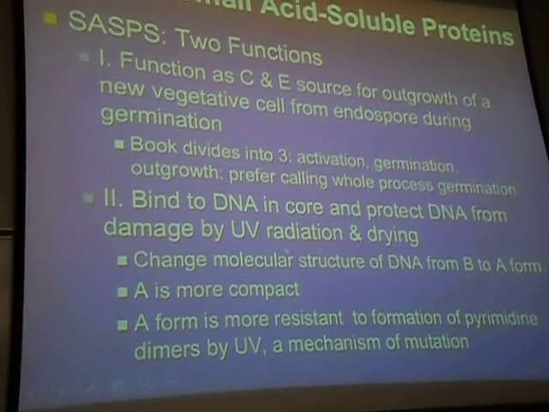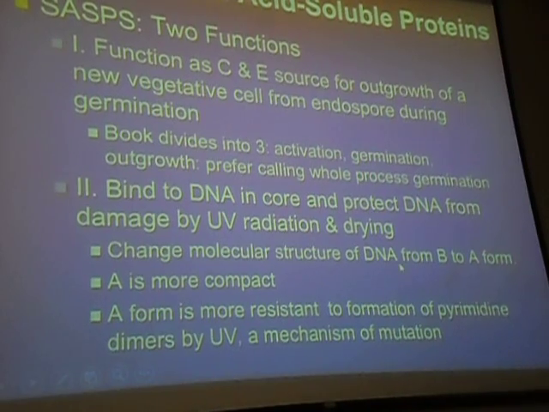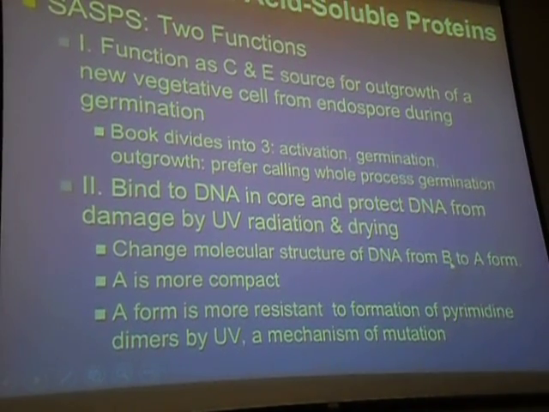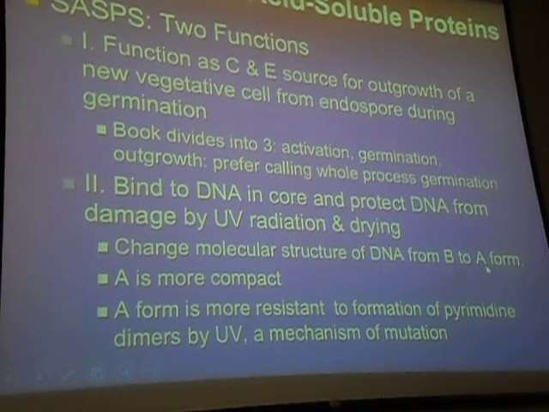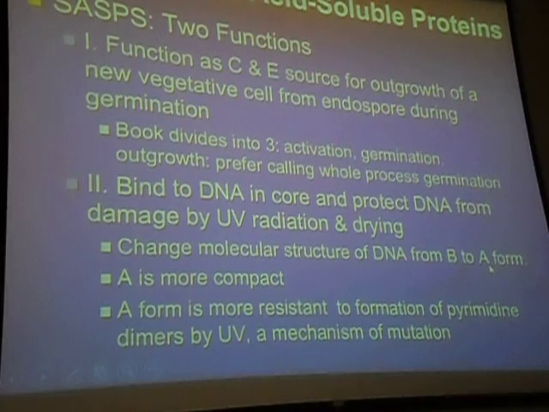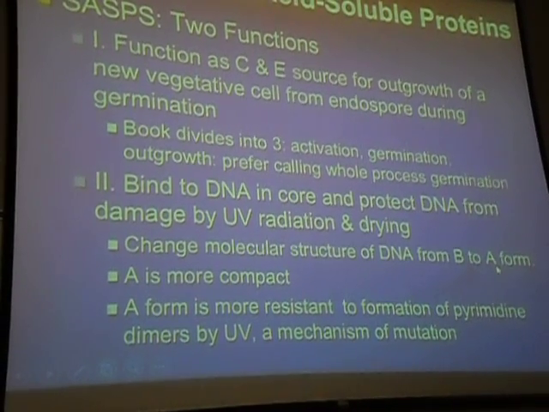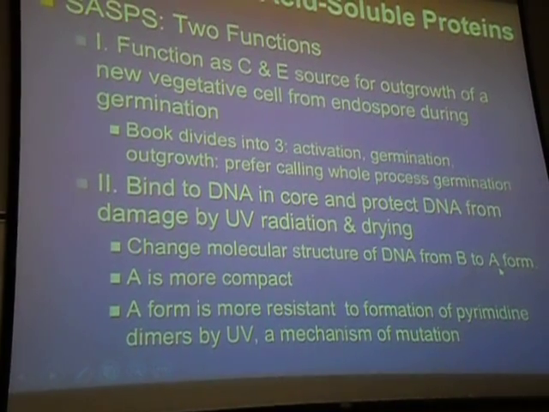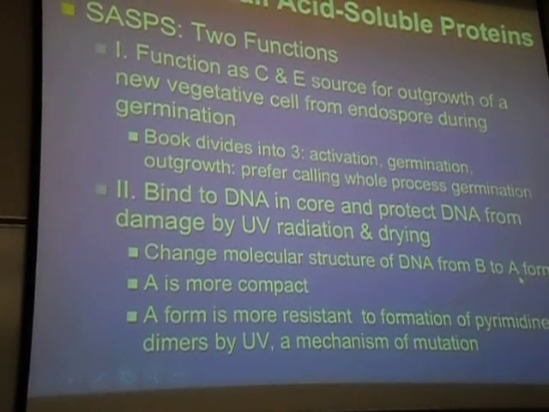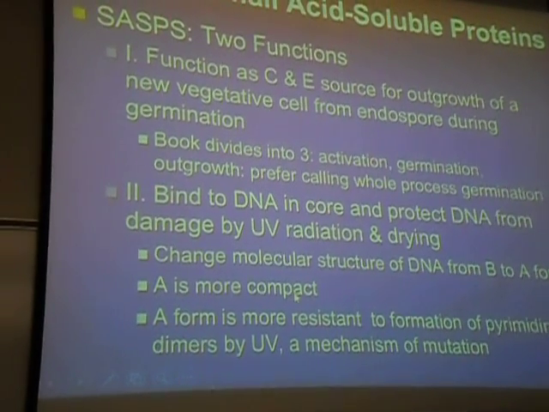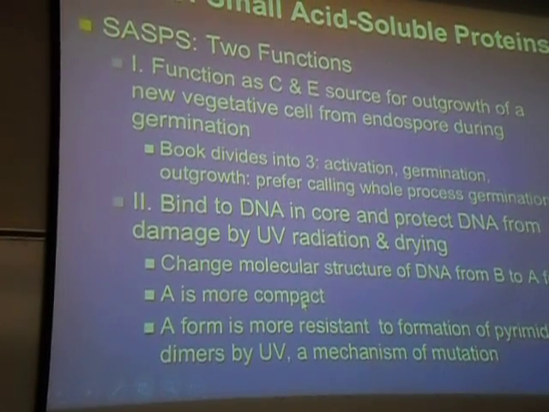So it protects DNA from damage by UV radiation and also from drying. It changes the molecular structure of DNA from the normal DNA, which is the B form, to an A form. A form is more compact. You'll learn in molecular biology 1, those of you who are biomedical majors, that you have an A helical form of DNA, you have a B helical form. The B helical form is the normal form. Also, RNA is more like an A. Okay? But it changes it to the A form. A form is more compact and is a much more resistant form where the DNA is much more stable.